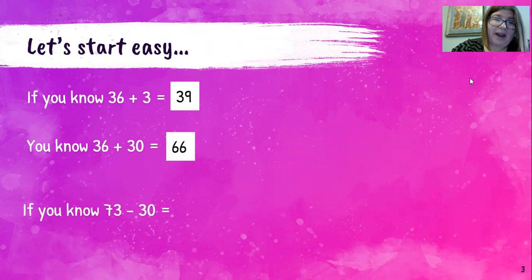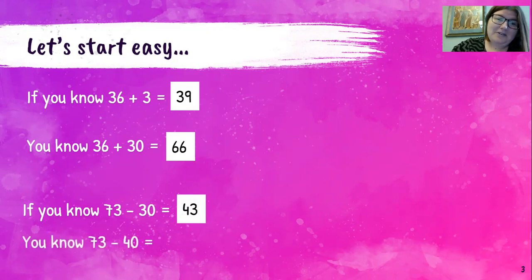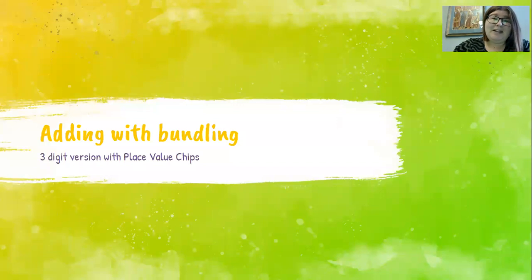So let's try another one with subtraction. If you know 73 minus 3, then you know 73 minus 30, or 73 minus 3 tens. That equals what? Right, it equals 43. Nice work. One more. Then you know 73 minus 40, and that equals what? Right, 33.